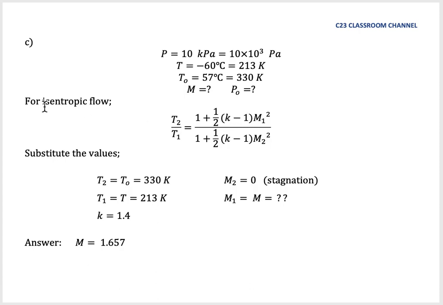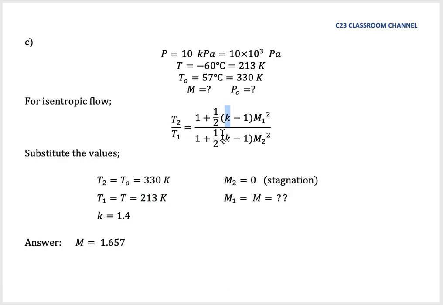Okay, let's say we use the isentropic flow for temperature. So this is the equation. I hope you remember this one. And then we substitute T2 as T0, temperature at stagnation condition, so it is 330 Kelvin. T1 will become temperature before the stagnation point, so it is 213 Kelvin.